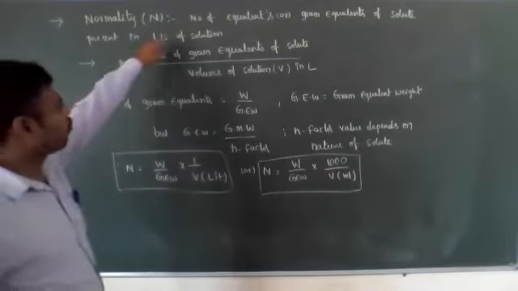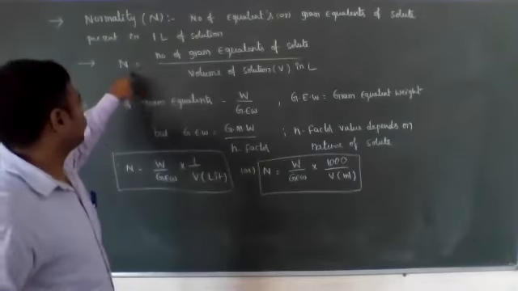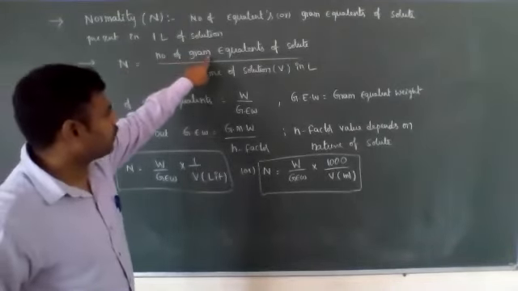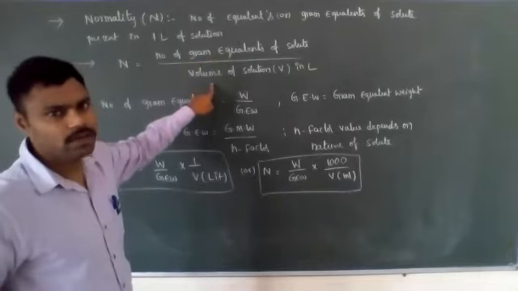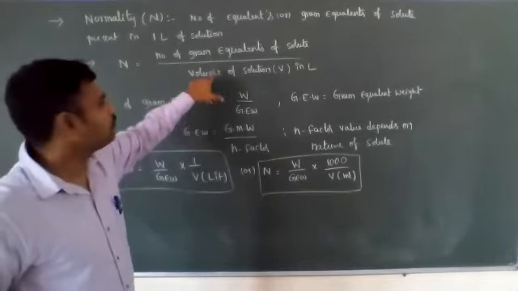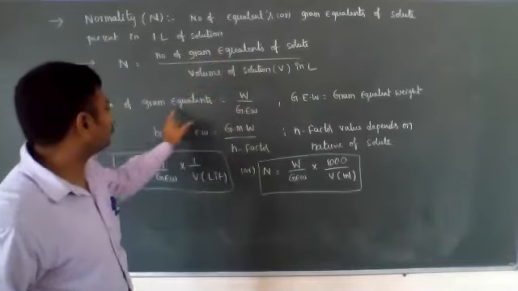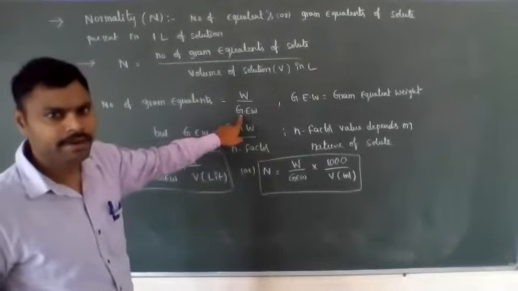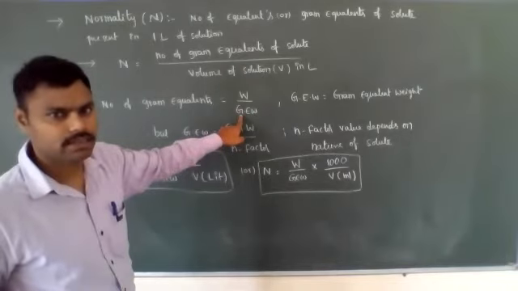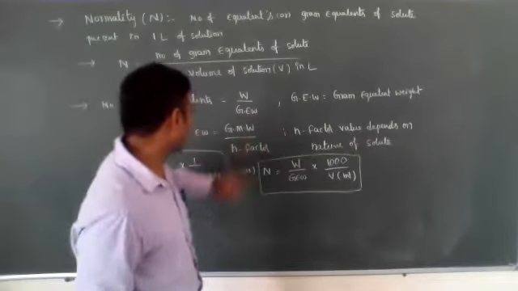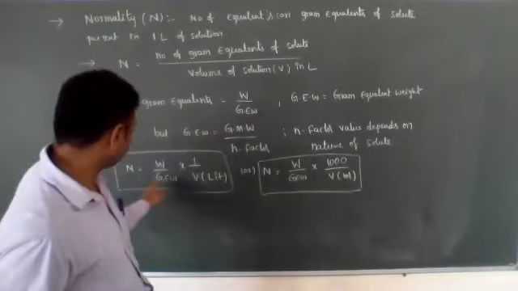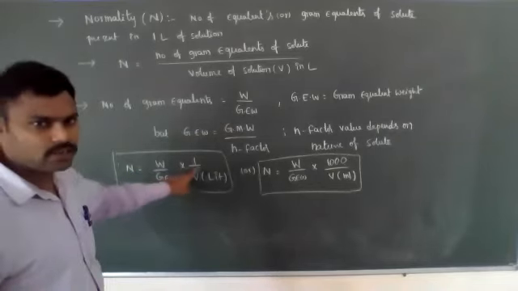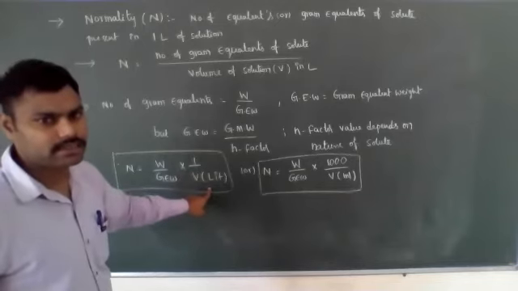According to the statement, normality is equal to the number of gram equivalents of solute divided by the volume of solution in liters. The number of gram equivalents is weight by gram equivalent weight (GEW). Substituting here, normality is equal to weight by gram equivalent weight into 1 by V in liters.